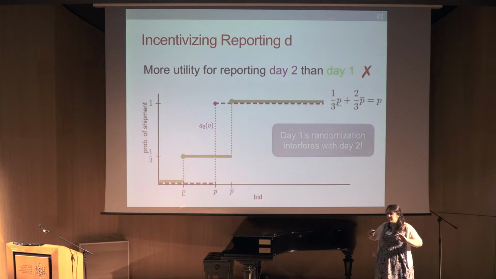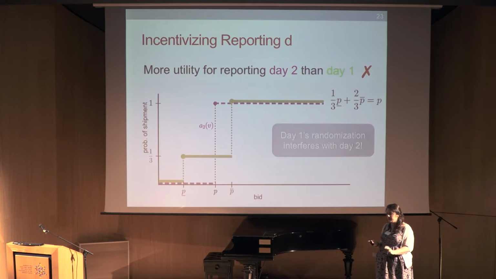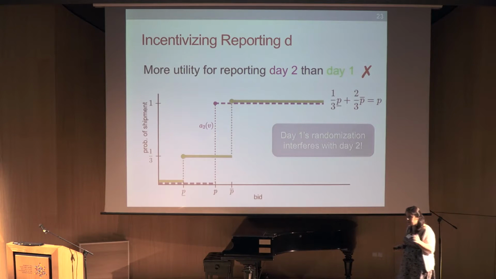So the point here is that there's some asymmetry. It's okay to randomize on day 2 when you're posting a price on day 1, but it's not okay to randomize on day 1 when you're posting a price on day 2. So you need to be careful about randomization and the asymmetry between the earlier and later days.